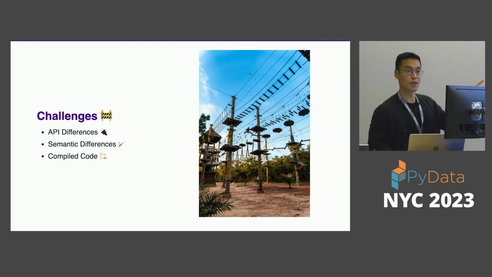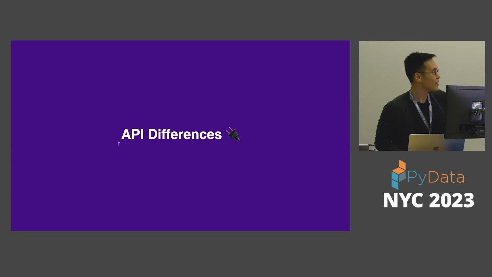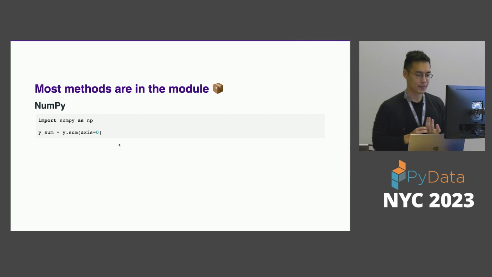And then compiled code, which is a very big item. How many people have compiled code in their library or in their packages? Compiled code? Okay, so we're going to have a fun time in that section, just for you. So, API differences.